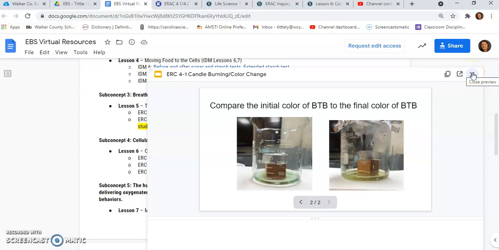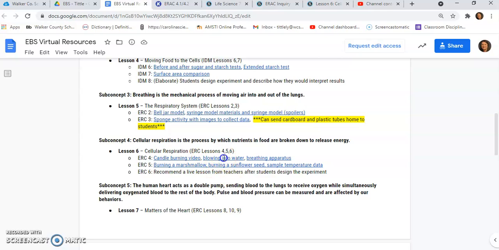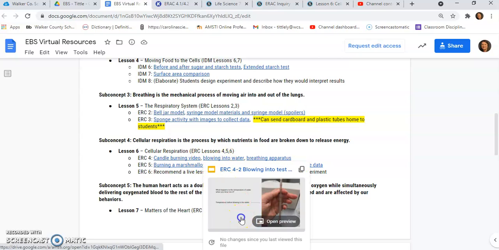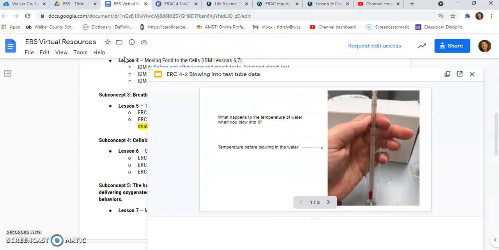I'm sorry, I forgot to show you the initial color and the final color of the bromthymol blue. So see how it's more blue here and it turned yellow here. Sorry, I forgot to show you that. All right, now let's look at what happens in our next segment of our activity. And I'm going to again pull this up where you can see it larger.